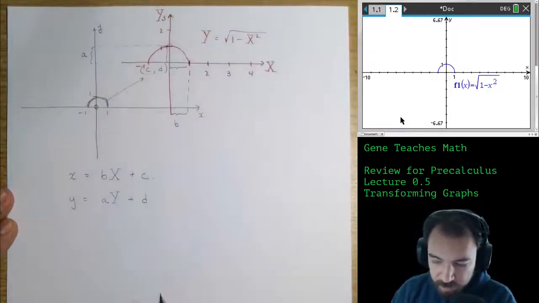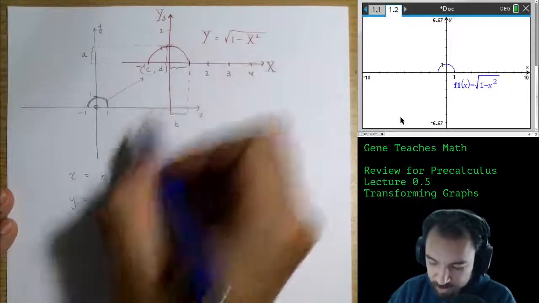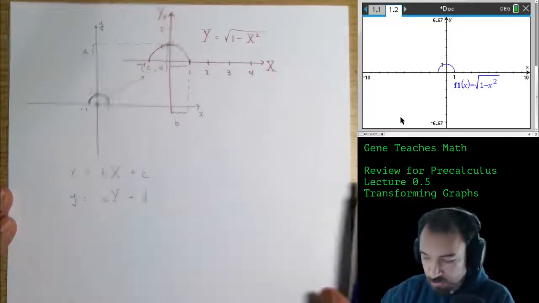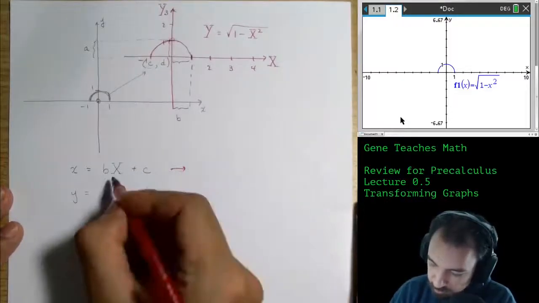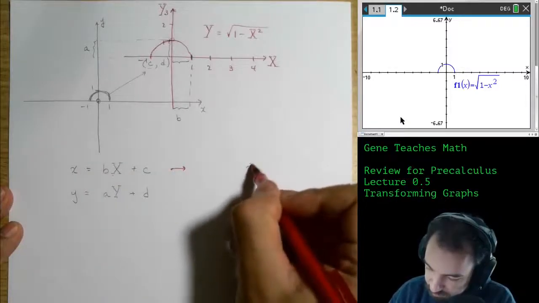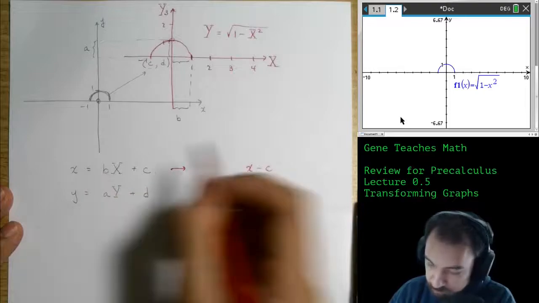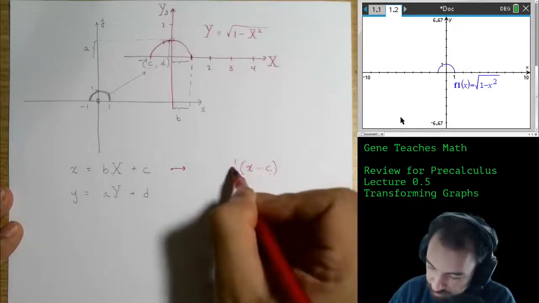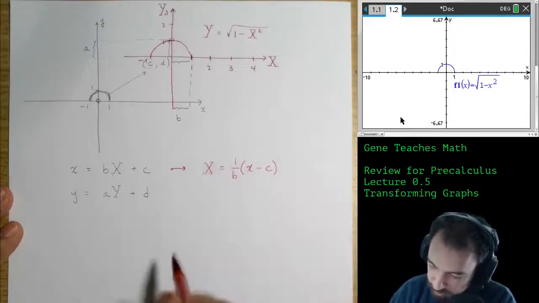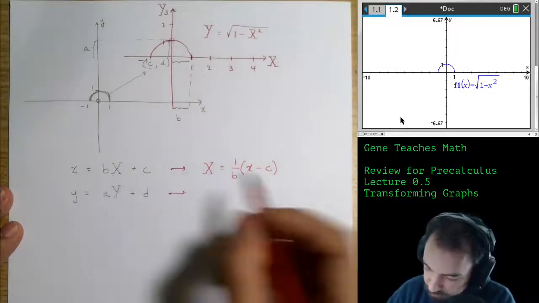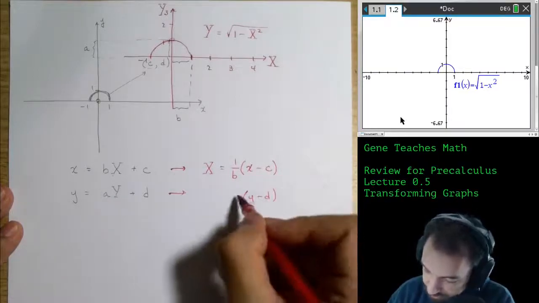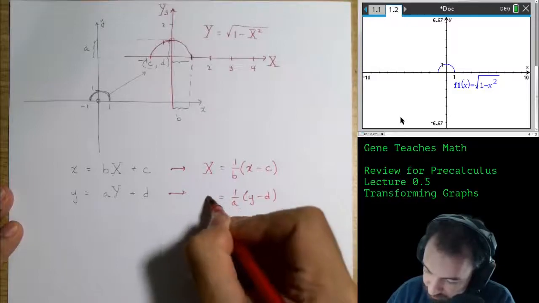Okay. So I want to take this and replace the capital Y with this capital Y and replace the capital X with this capital X, which requires me to solve for those. So I'm going to solve for capital X by saying first subtract the C. Then I have to divide by B. So I would have this situation. And then to solve for capital Y, I would first subtract D, and then I would divide by A. This is what I would have.